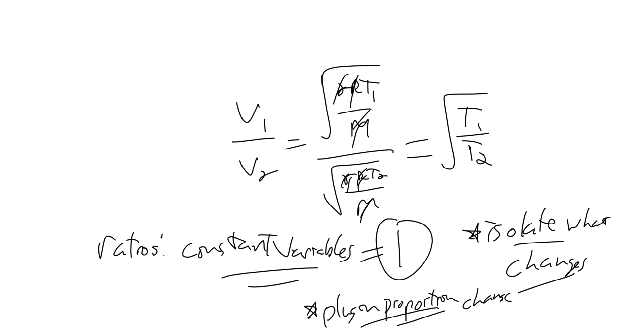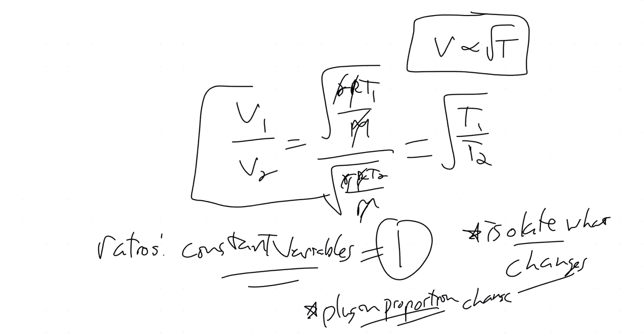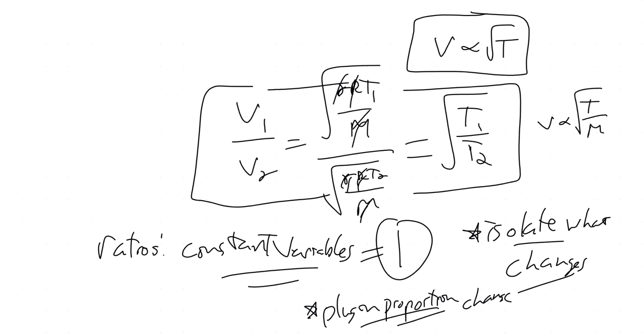So here we just say V is proportional to the square root of T, or V1 over V2 equals the square root of T1 over T2. Now, if M was also changing, we would get that V goes as square root of T over M, if M is not constant, right? Obviously, the adiabatic constant and R should be constant, right? But if we're changing the actual mass as well, this is the proportion equation.